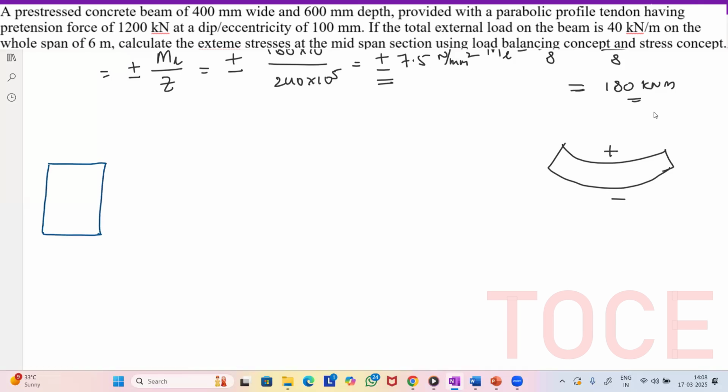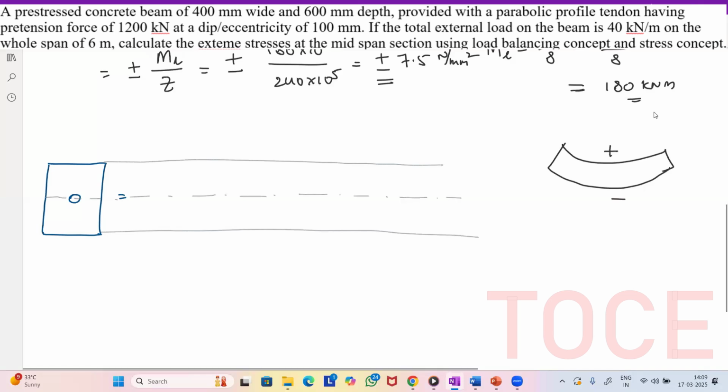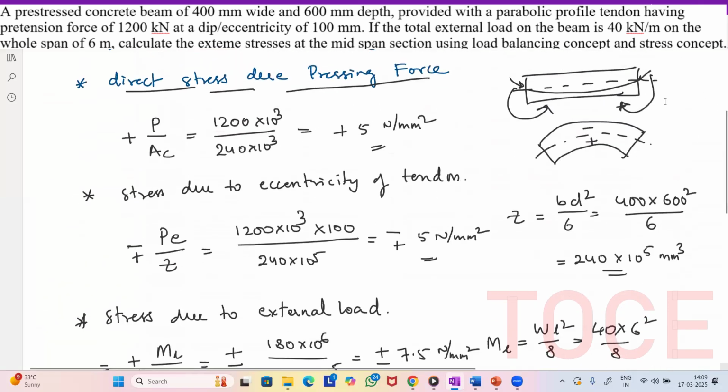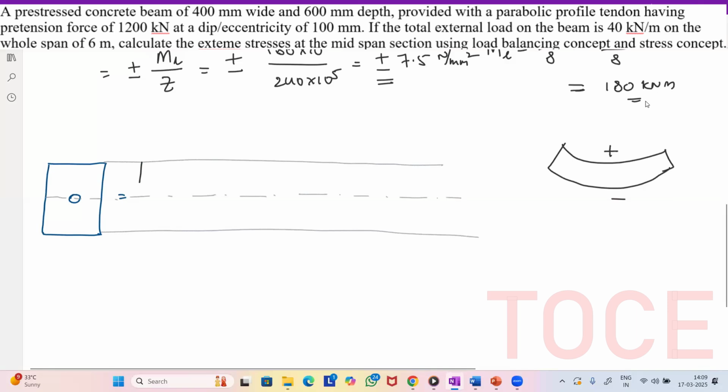So this is a beam. Here we have beam and the tendon. Draw the top line and bottom line, top fiber and bottom fiber, at the center line as well. Okay. So firstly, we are having the direct stress of 5 Newton per mm square, which is positive from top to bottom. So this is positive. So this is plus 5 Newton per mm square.